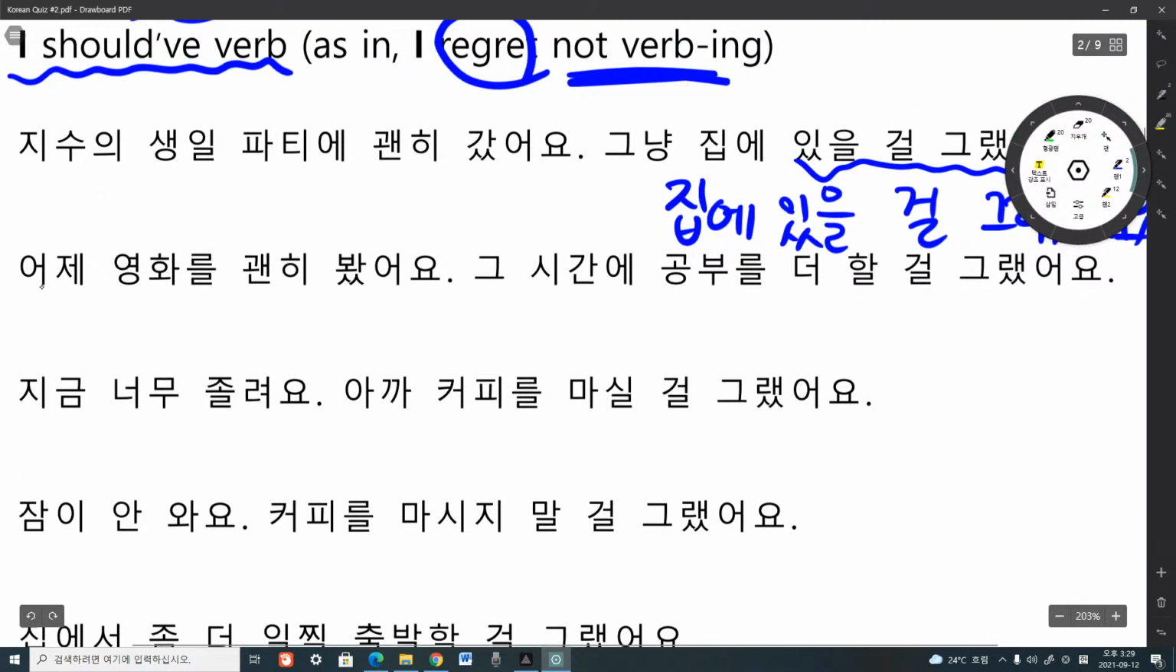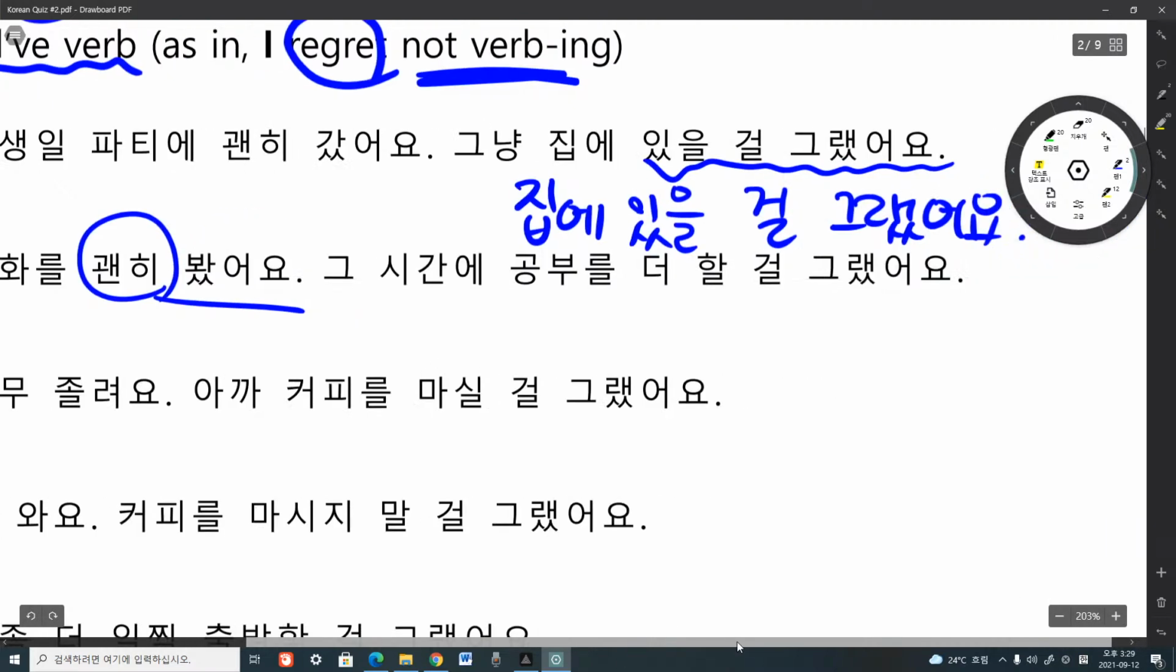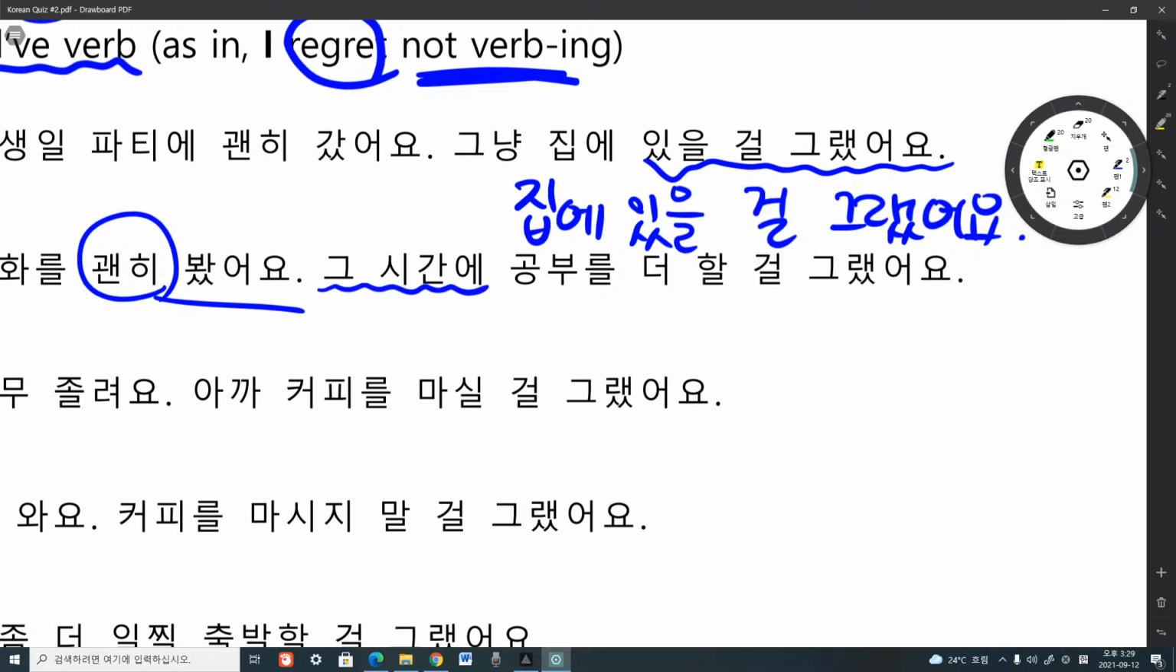그 다음에 어제 영화를 괜히 봤어요. 괜히 봤어요. I regret watching the movie, right? 그 시간에 공부를 더 할 걸 그랬어요. 그 시간에. I think you guys can figure out what 그 시간에 would mean, right? That time. 근데 it can also be translated as "instead" in this sentence. Instead.